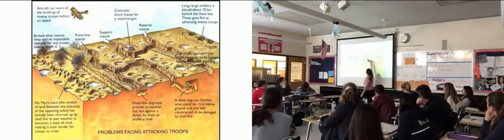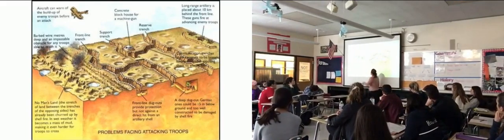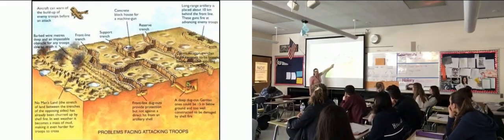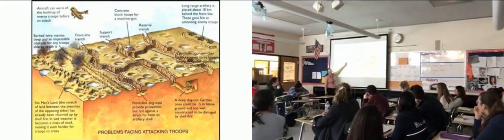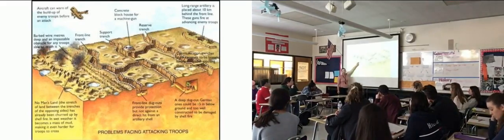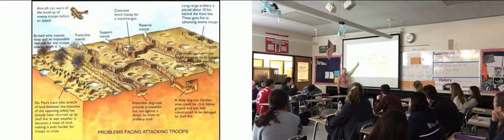Basically, you have all of these routes and things like that. And then you usually have a layer of barbed wire or something like that. Does anybody know what this is called? It's no man's land. Okay, why is it no man's land? What happens if you go there? You die. There's no living men there.